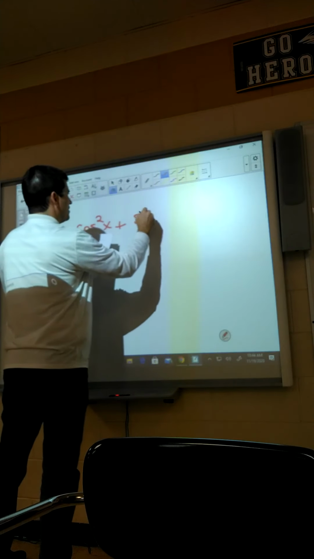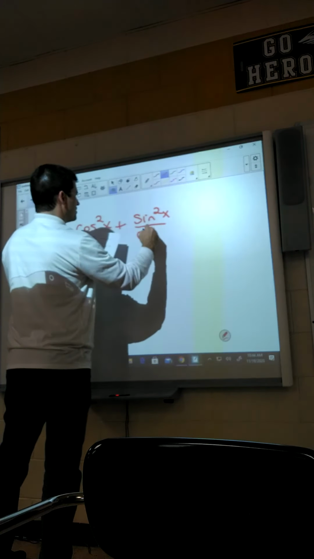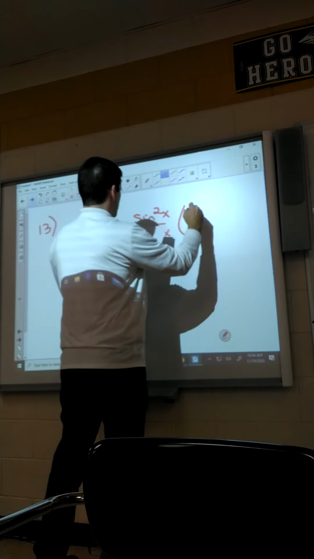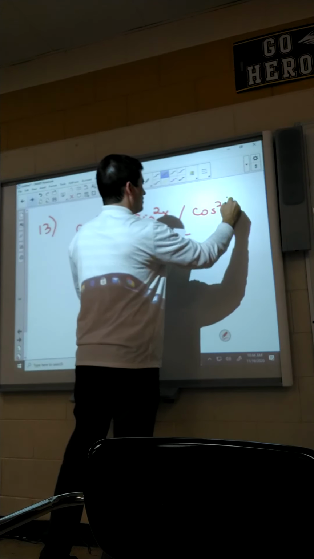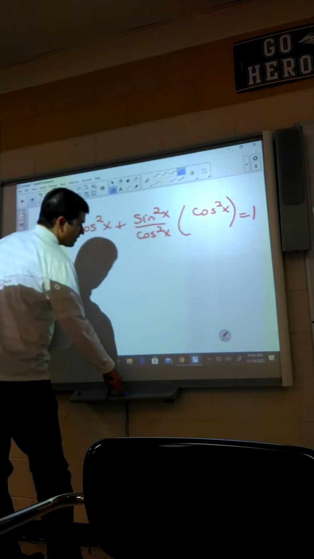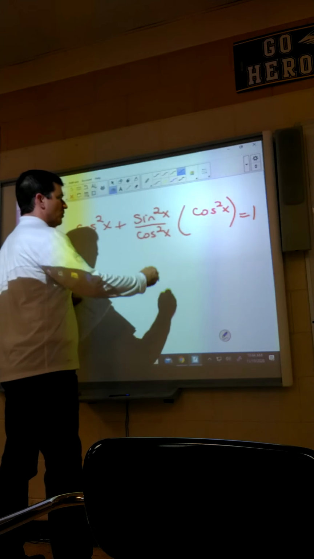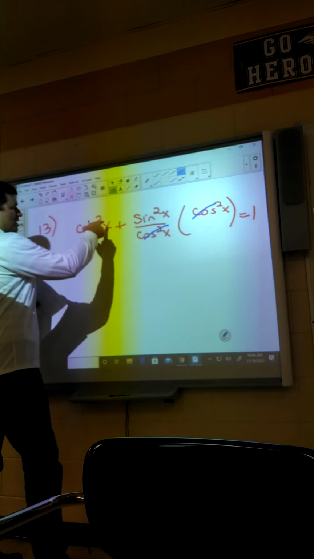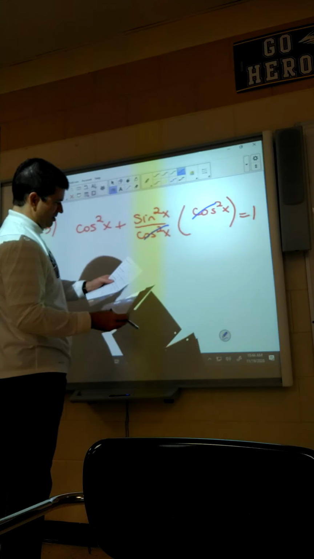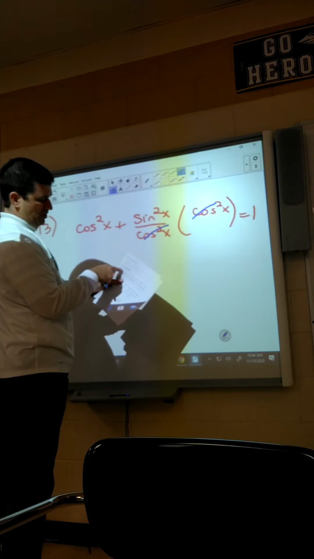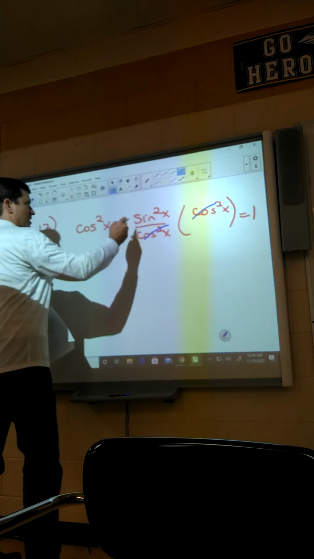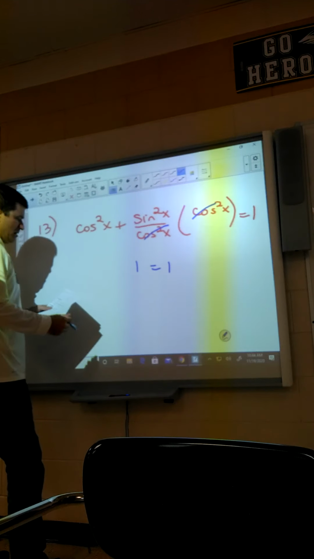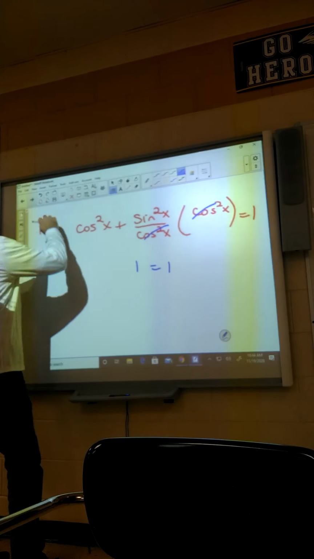All right, cosine plus tangent is cosine squared plus sine squared over cosine squared times cosine squared equals 1. All right, I thought this one would be an easy one for you. You got to times first, and these two cross out. So we're left with cosine squared plus sine squared. Well, it tells you right here, sine squared plus cosine squared equals 1. So guys, that equals 1. So I just got 1 equals 1. That's a one-step problem. Go to 14.